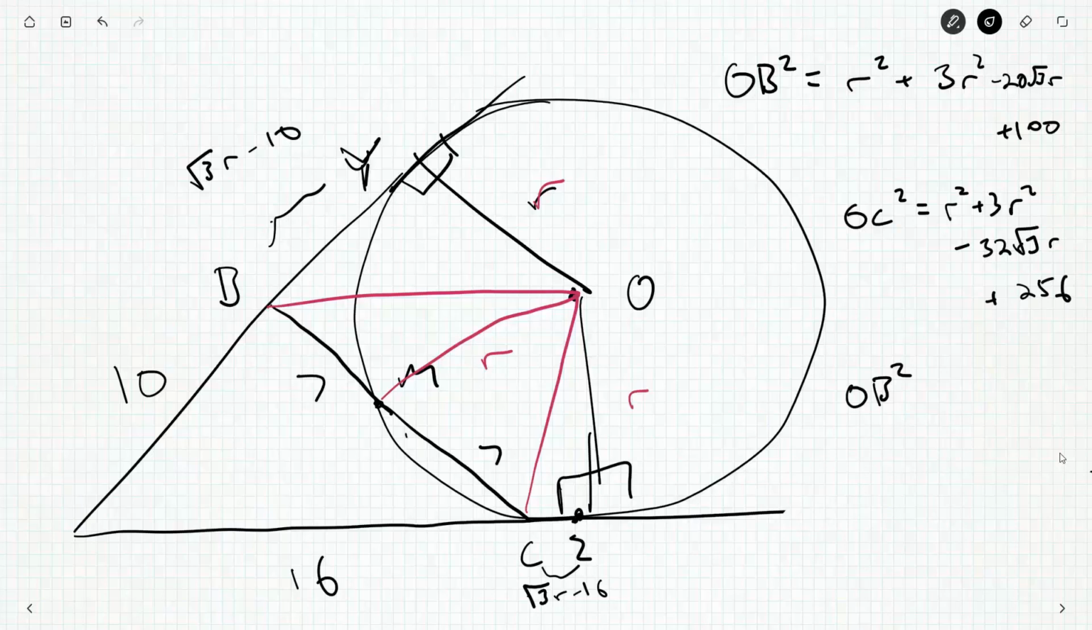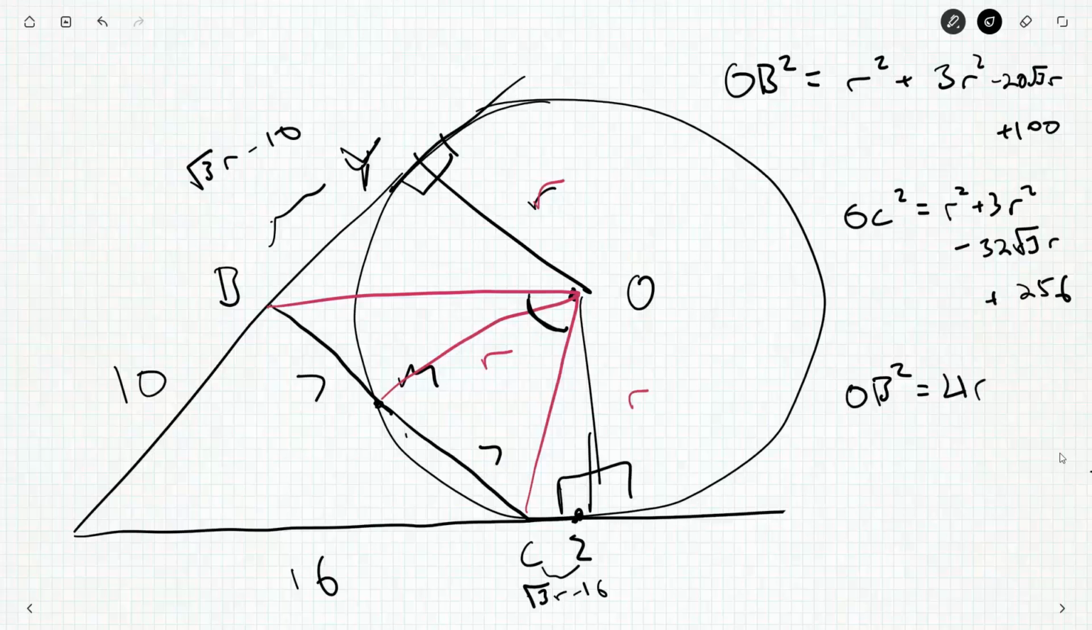And then I guess, could we do... maybe I've got OB squared and OC squared. Could I use, what am I thinking? Cosine law, maybe. I don't know. We'll think about it.